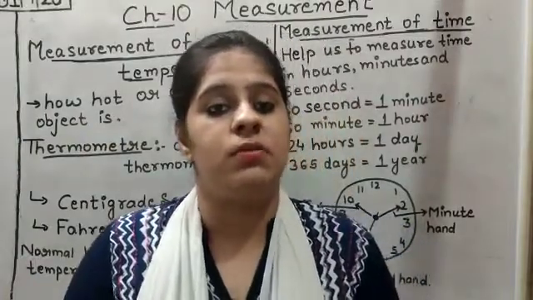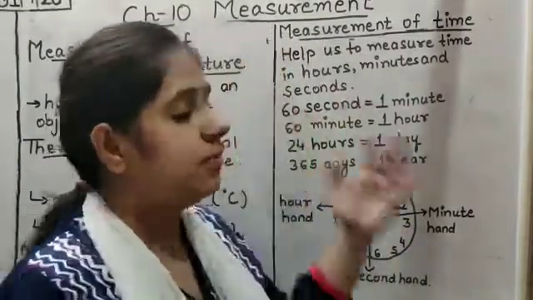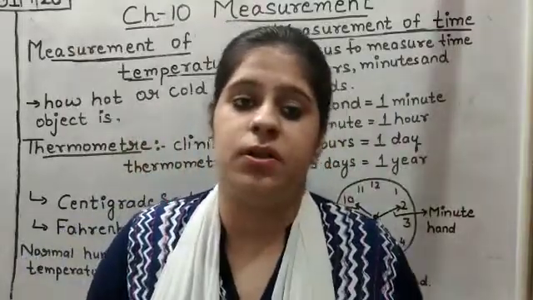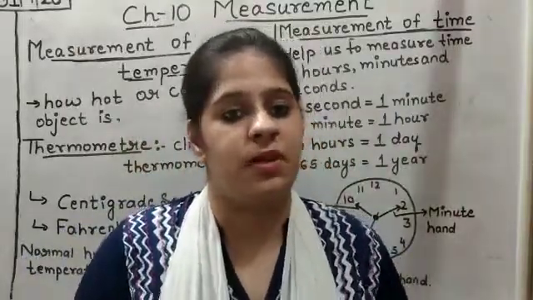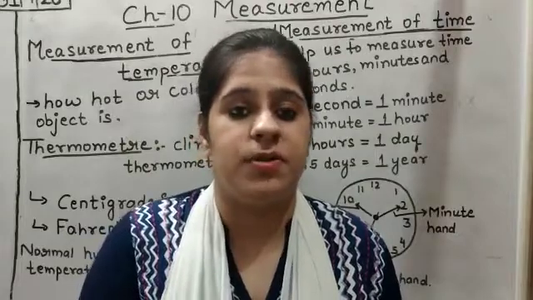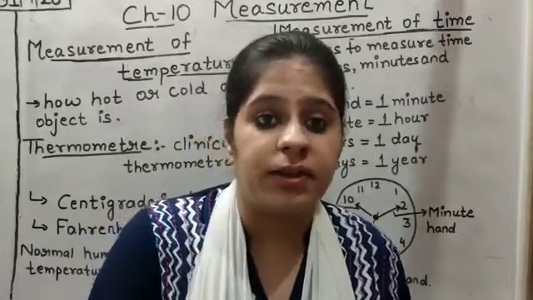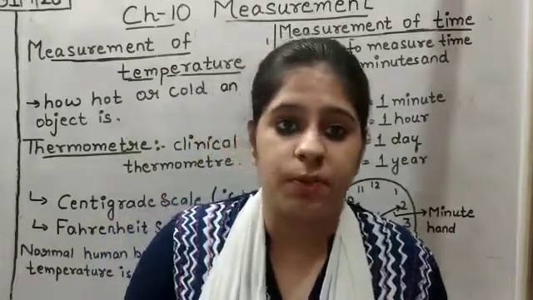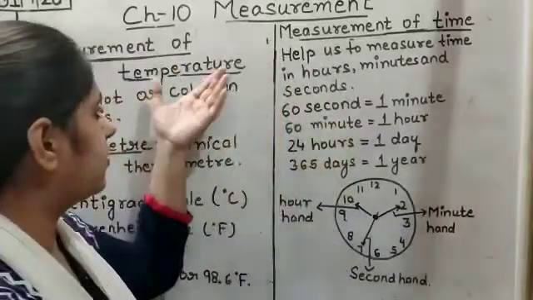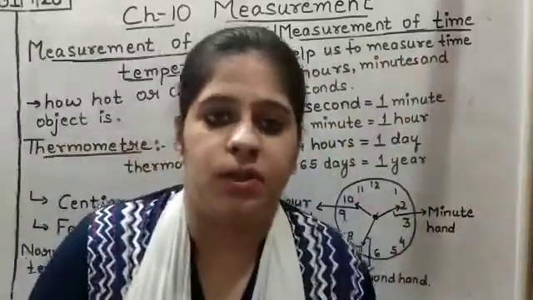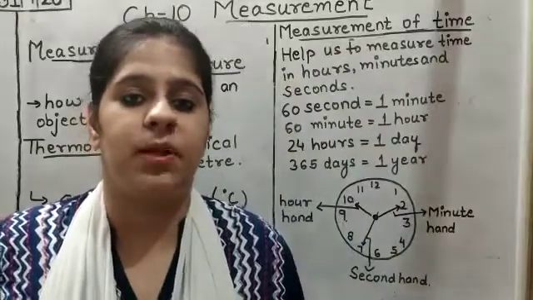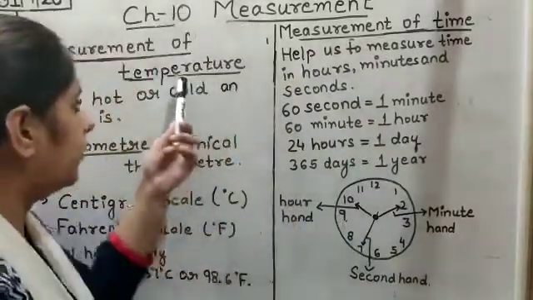Today in science we will continue our chapter 10, measurement. In this chapter we already discussed three types of measurement, that is measurement of length, measurement of mass and measurement of capacity. Today we will discuss two important topics, that is measurement of temperature and measurement of time. We will discuss these two topics one by one. Let's start with measurement of temperature.